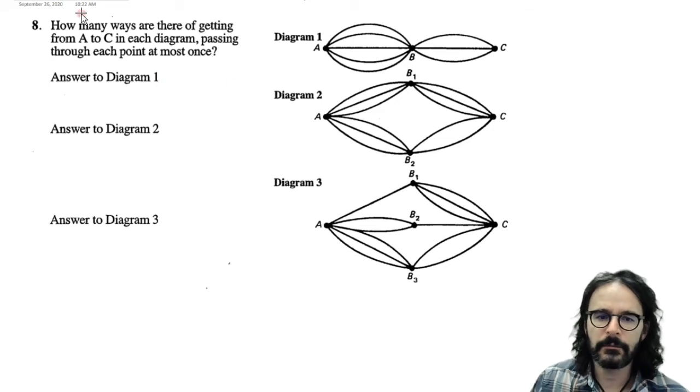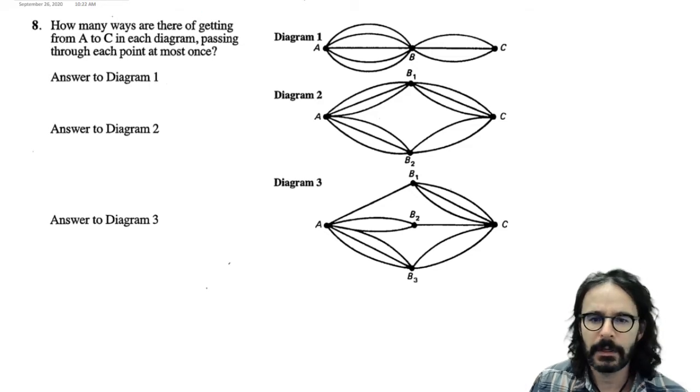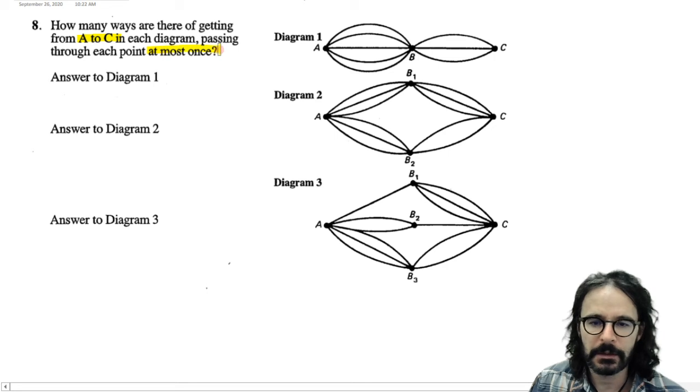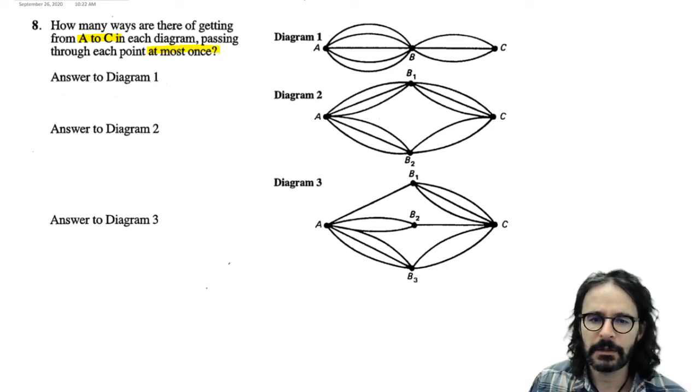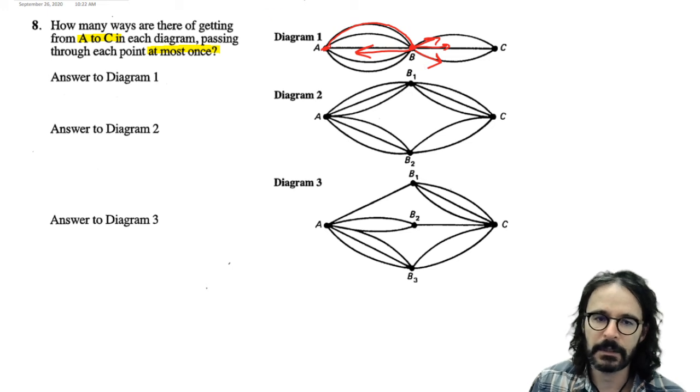So in this example here, the question is how many ways there are of getting from A to C in each of those diagrams, passing through each point at most once. Okay, what does that mean? It means that if we're starting over here, if we go down this way, so now we're passing through point B, we cannot go back. For example, we cannot go this way because that means we would be going to point A a second time, right? So once we're in point B, we can only proceed either down this way or this way or this way. Okay, that's what that statement means.